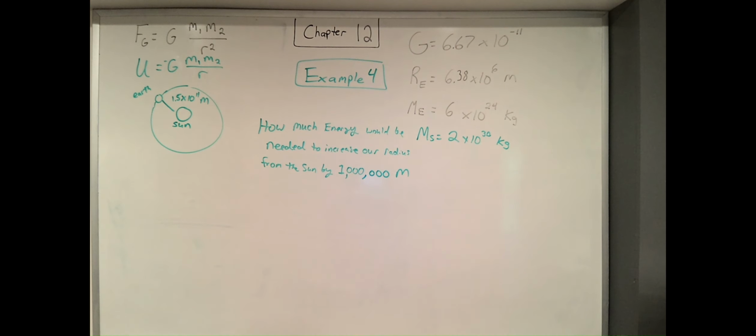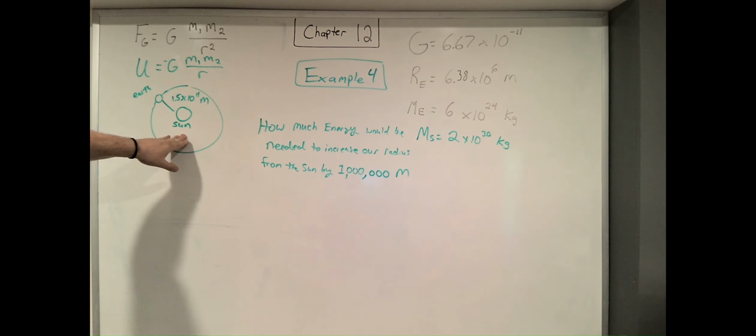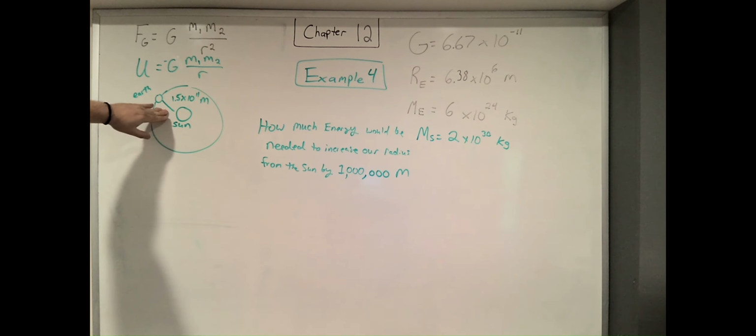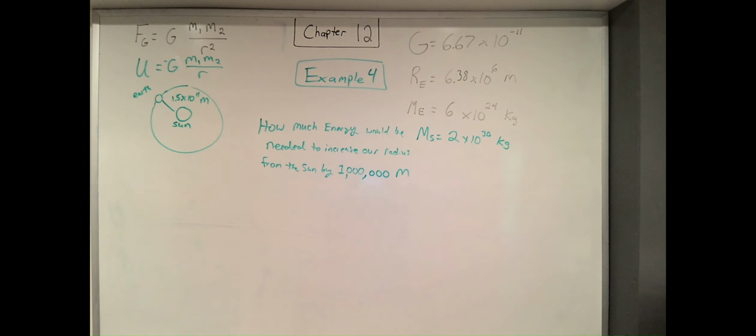Maybe we've got some global warming or something going on, and we're going to see if we can correct that by moving our Earth either closer or farther away from the sun. Okay, so I've drawn a little picture here. We've got the sun in the center and the Earth in orbit around the sun, and right now its orbital radius is roughly 1.5 times 10 to the 11 meters. This isn't exactly accurate, but it's going to work just for our Physics 1 class.